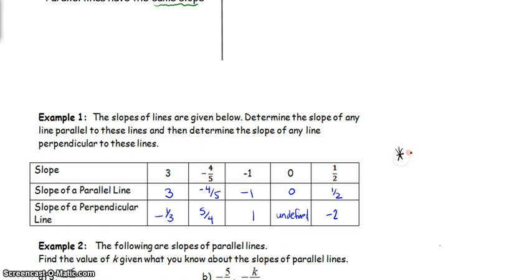Remember, the reciprocal of 1 is always 1. So you just take the reciprocal of 1, change the sign. The reciprocal of 0 is undefined. You are not allowed to divide by 0.